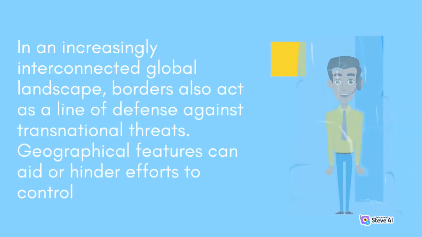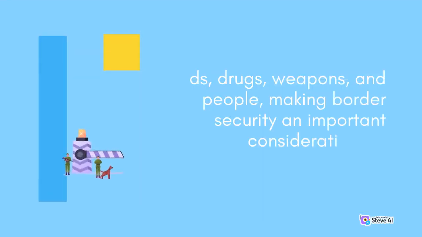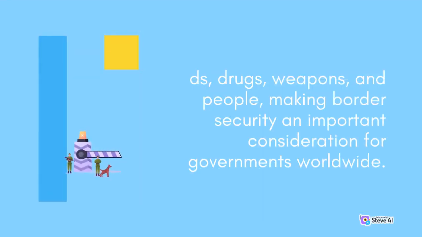In an increasingly interconnected global landscape, borders also act as a line of defense against transnational threats. Geographical features can aid or hinder efforts to control the movement of goods, drugs, weapons, and people, making border security an important consideration for governments worldwide.